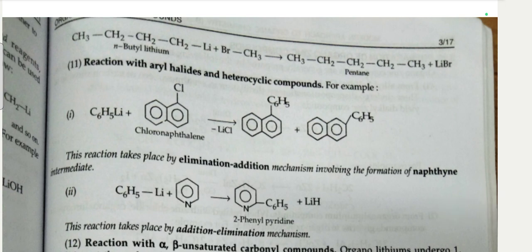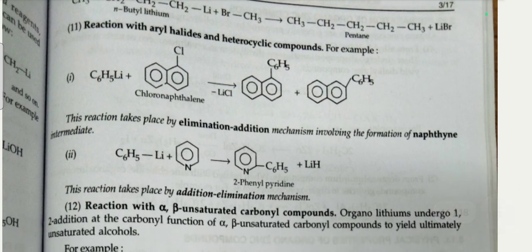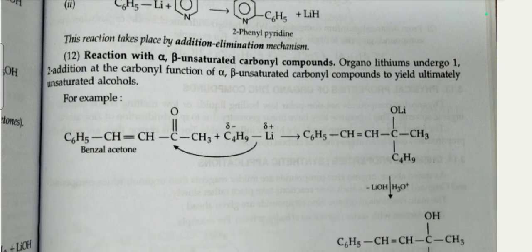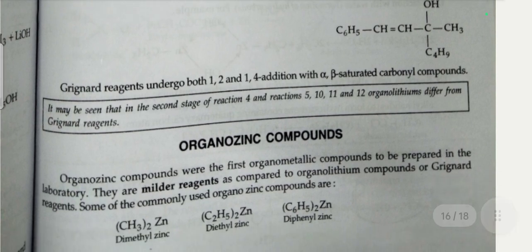Reaction with aryl halides and heterocyclic compounds. This reaction takes place by an elimination-addition mechanism involving the formation of a naphthyne intermediate. Reaction with alpha-beta unsaturated carbonyl compounds. Organolithium undergo 1,2 addition at the carbonyl function of alpha-beta unsaturated carbonyl compounds to yield ultimately unsaturated alcohols. Grignard reagents undergo both 1,2 and 1,4 addition with alpha-beta unsaturated carbonyl compounds. It may be seen that in the second stage of reaction 4 and reactions 5, 10 and 12, organolithium differ from Grignard reagents.